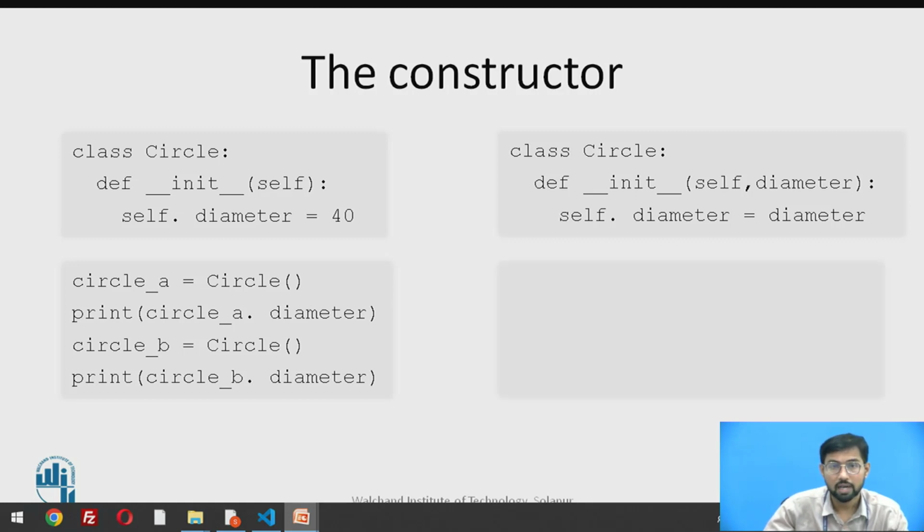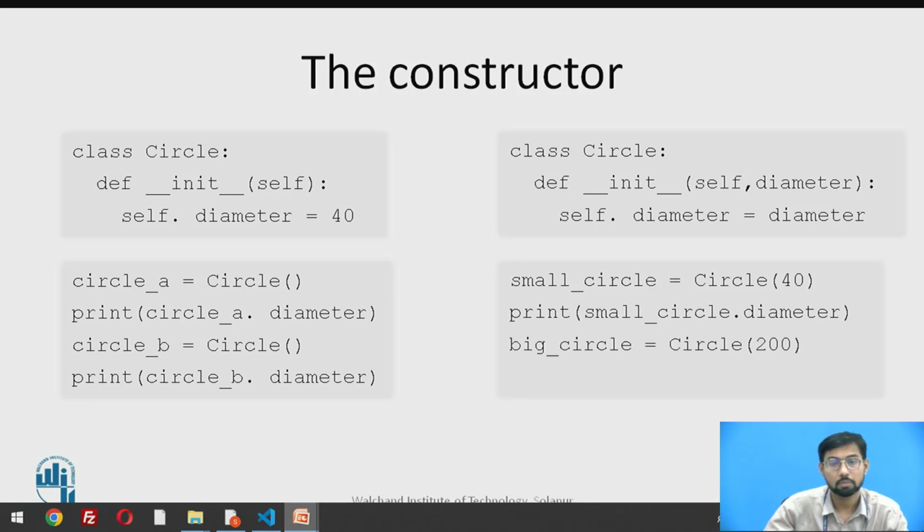Then we move ahead to initializing the particular object. small_circle = Circle(40). Circle is our class. Print small_circle.diameter. big_circle = Circle(200). So it will print the bigger circle's diameter. This is a small change in a constructor, where we are adding a new argument along with self.